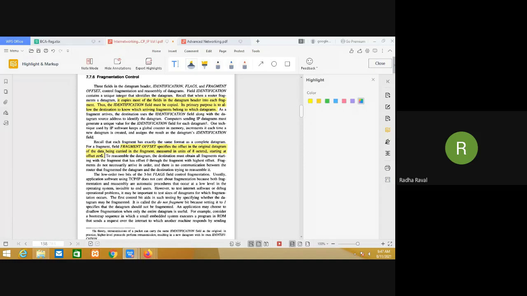And the third part is a flag field that controls fragmentation. Usually application software in TCP/IP does not care about fragmentation, because both fragmentation and reassembly are automatic procedures that occur at a low level in the operating system and are invisible to the end user. When you type something into any browser, do you see fragmentation occurring? Is there anything that indicates the datagram is divided into fragments? It is a very underlying process, and we are not aware of it. These are automatic procedures, fragmentation and reassembly.